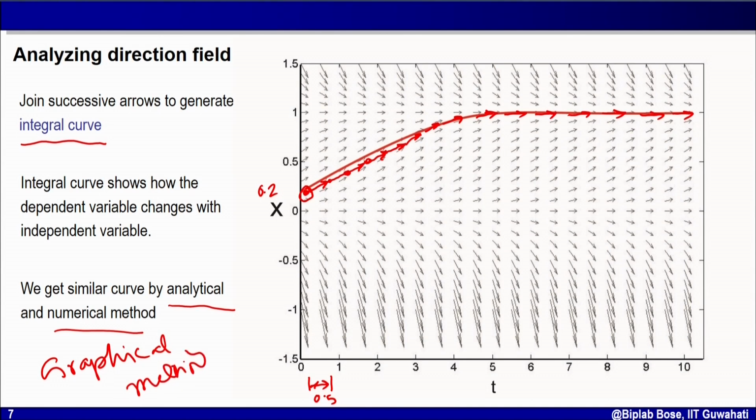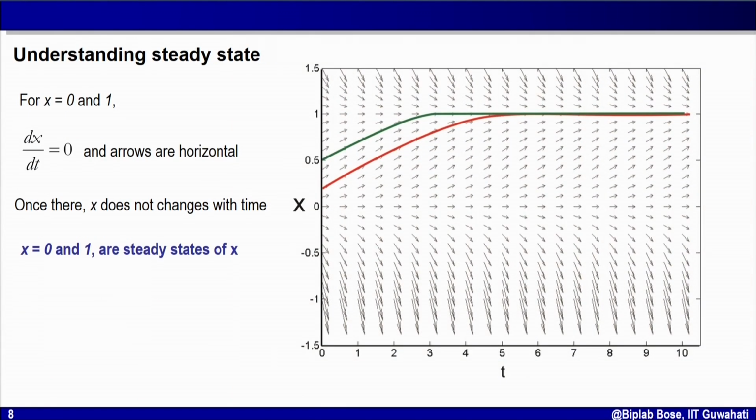Graphical methods are very useful when you cannot integrate a particular ODE. Just looking at the graphical representation of direction field and the integral curve, you can get a qualitative behavior of the system. Let us take another initial point t equal to 0, x is 0.5, and then if I keep on following the successive arrows, then I will get another integral curve as shown here by the green one. So why am I discussing integral curve and direction field?